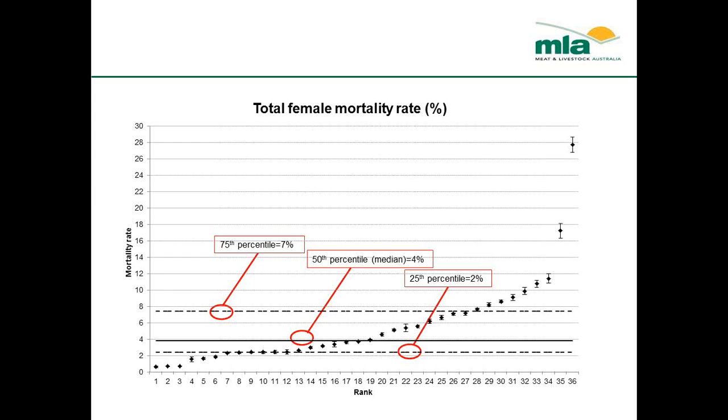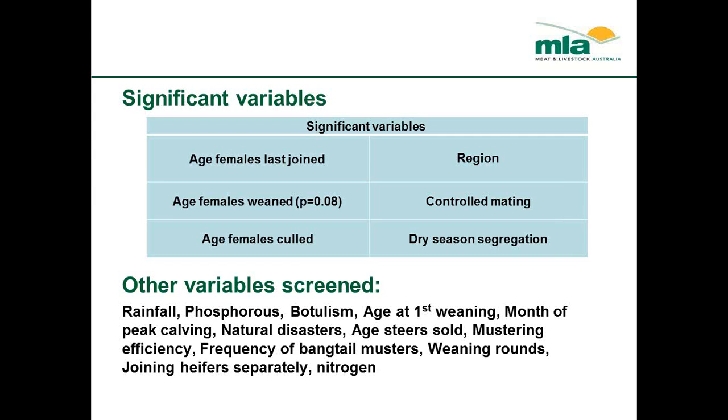So let's now talk about the variables that we screened, highlight the variables that were significant, and briefly talk about the other variables that we screened but weren't significant. The blue table on your screen is showing 6 variables: age of females last joined, age of females weaned, and age of females culled on the left-hand side. They're all very much related, of course, by time. The age of females weaned wasn't statistically significant. It was close to being significant, but it wasn't. But they were all related, so we're going to talk about that relationship in a minute and treat it as if it is significant. The other significant variables were region, control mating, and dry season segregation.